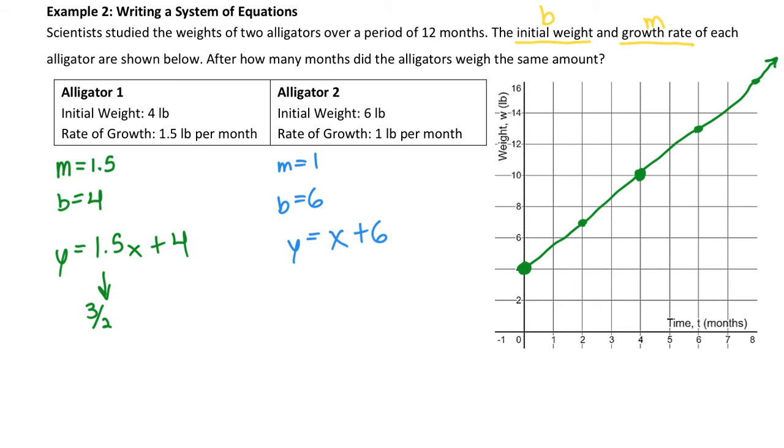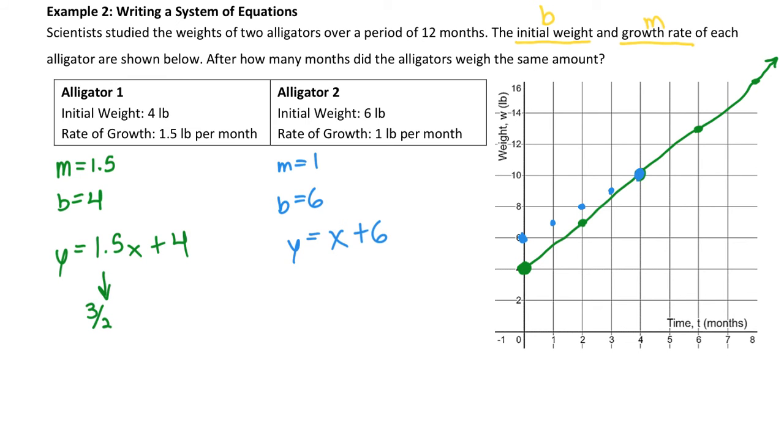Now the next alligator is a little bit easier to graph. We start with a weight of 6, and that has a growth rate of 1 pound per month. So if you think of 1 pound per month, that's really like 2 pounds every 2 months. But I'm going to go up from 6 to 7 and over 1, up from 7 to 8 and over 1, up from 8 to 9 and over 1, and up to 10 and over 1.